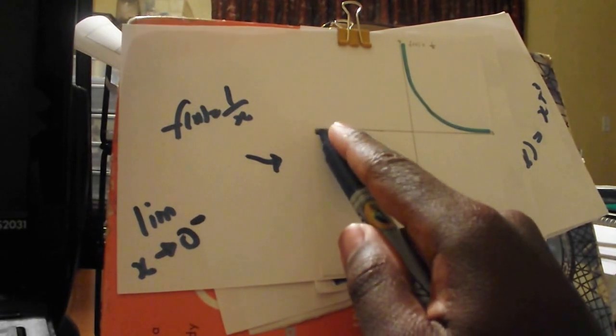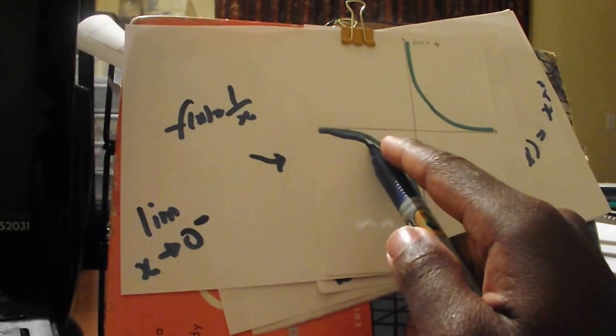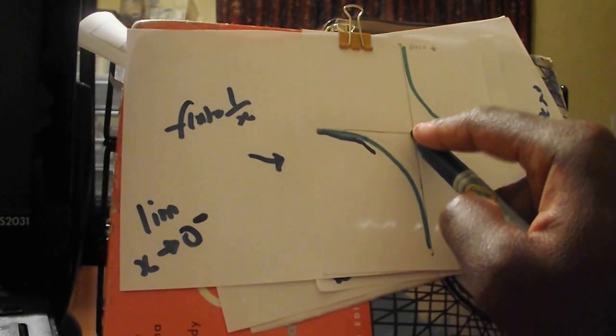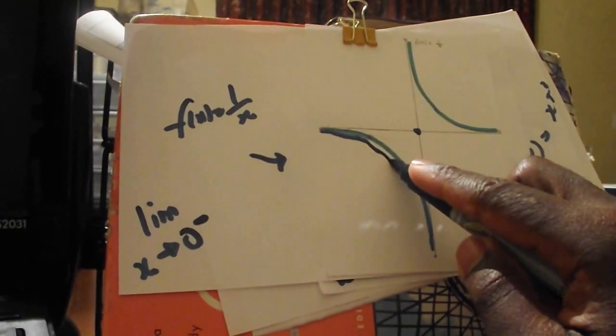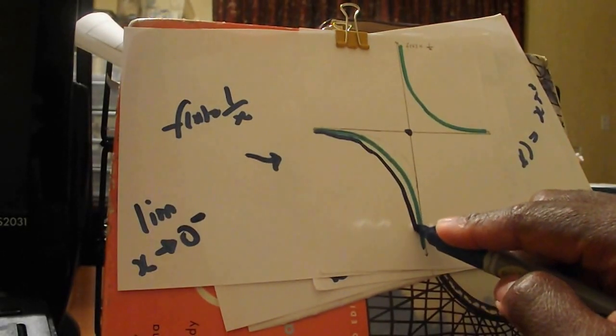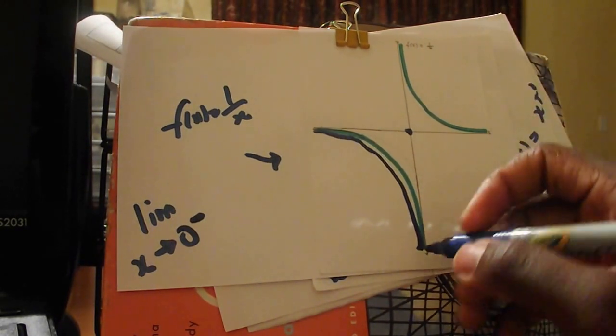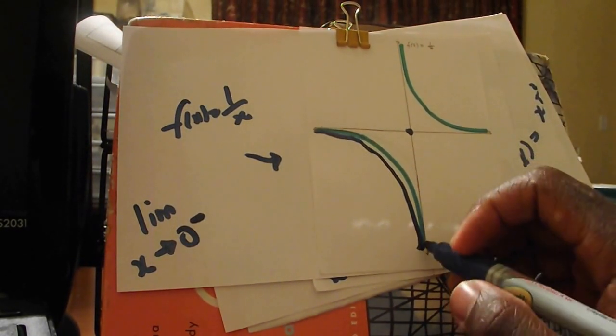So coming in from the left, x approaches 0. At this point, x is 0, okay? So x is approaching 0. What is the value of y?